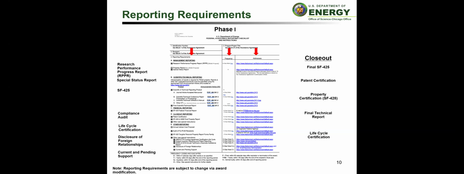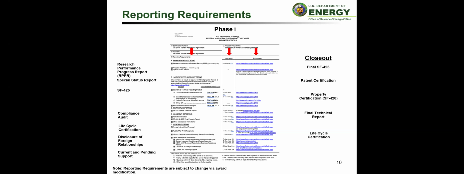So if somebody was listed as a TBD in your budget, and now you have selected somebody, that resume and current pending support for that individual who is now named needs to be submitted at least 60 days prior to that person starting on the project. And lastly, for this reporting requirements, it also does disclose what documents are submitted at the end of your period of performance. So what's required at closeout.